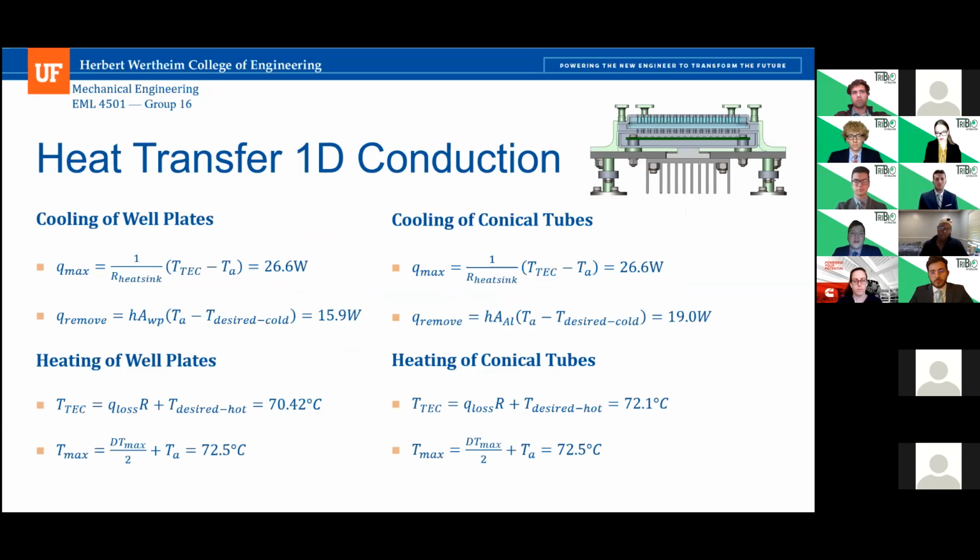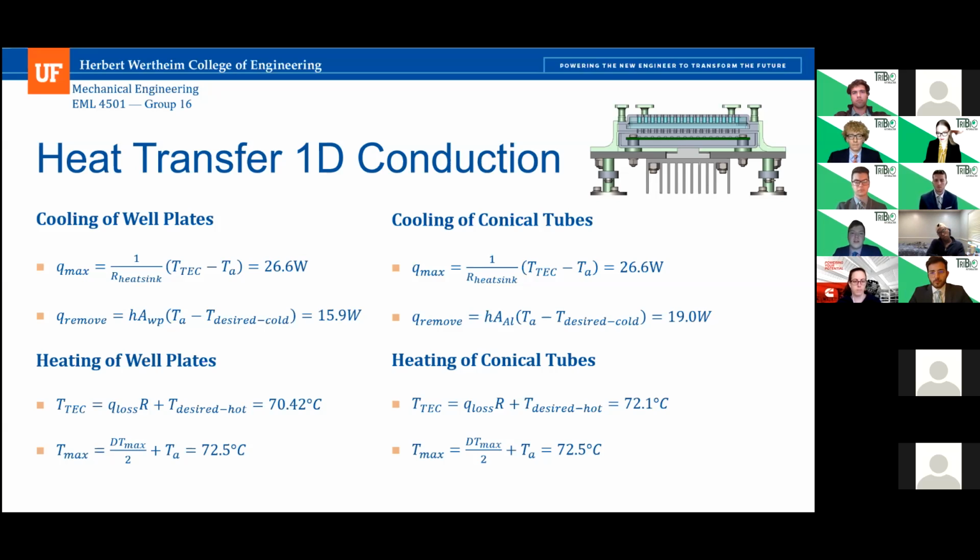It was required that the well plates and conical tubes must be able to reach temperatures of 4 degrees Celsius to 70 degrees Celsius. First, a 1D steady state heat transfer analysis was performed to verify each temperature could be maintained. For cooling, as long as the heat that can be removed, Q max, is above the heat that needs to be removed, Q remove, then temperature can be maintained. This is the case for both the cooling of the well plates and conical tubes, as shown in the slide.